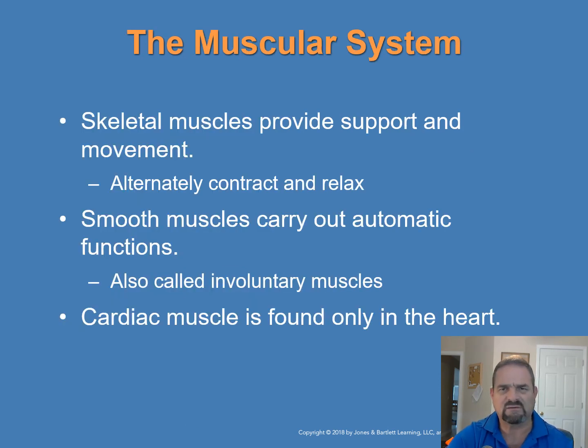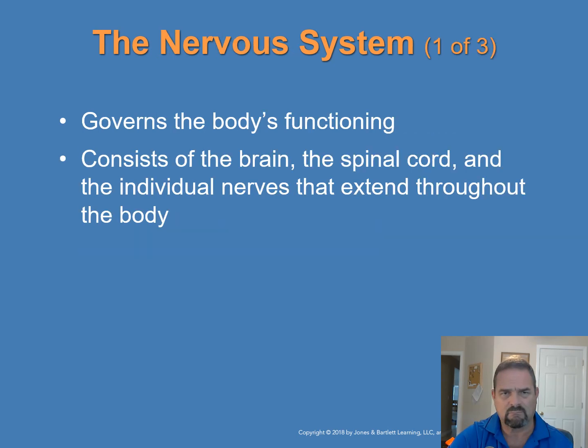All right, so skeletal muscles provide support and movement. They alternately contract and relax to make that happen. Smooth muscles carry out automatic functions. We also call these involuntary muscles. And then cardiac muscles are only found in the heart. All right, so the nervous system governs the body's function. It's what makes everything work. It consists of the brain, the spinal cord, and the individual nerves that extend throughout the body.